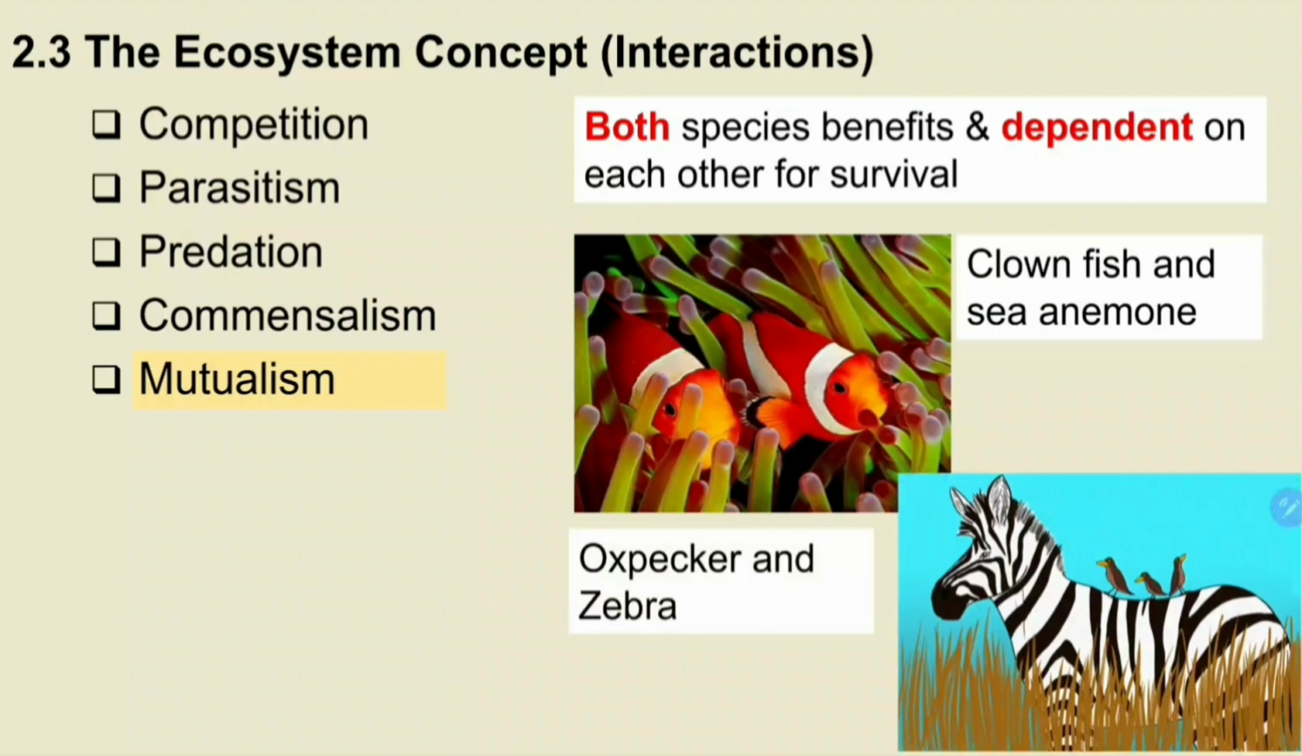Another example is oxpecker, iaitu burung dan juga zebra. Oxpecker tu akan makan kutu-kutu yang ada dekat zebra as a food source. Zebra pula akan benefit sebab oxpecker tu akan bersihkan bulu-bulu dia daripada parasite ataupun daripada kutu.